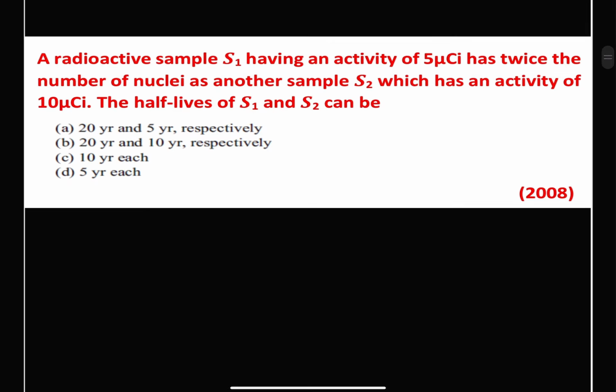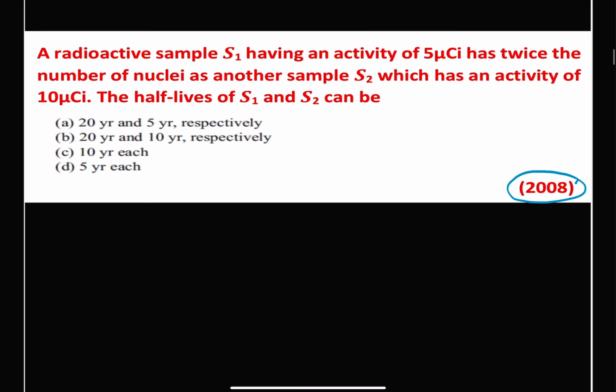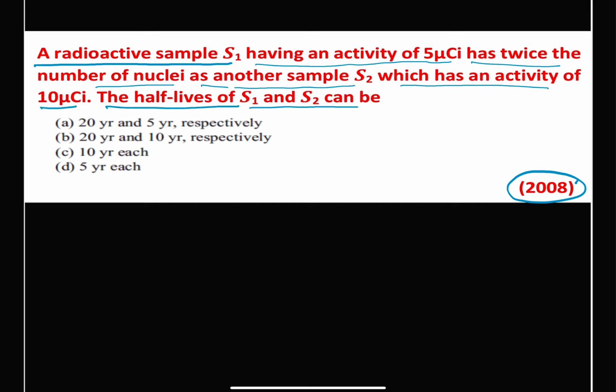It was asked in the year 2008 and it states that a radioactive sample S1 having an activity of 5 microcurie has twice the number of nuclei as another sample S2 which has an activity of 10 microcurie. The half-lives of S1 and S2 can be. So here we have two samples S1 and S2 and their activity is given to us as 5 and 10 respectively.